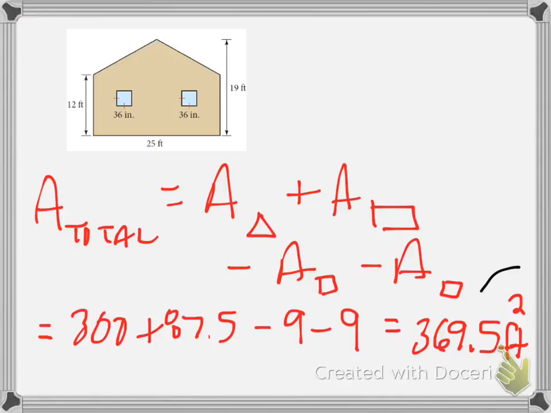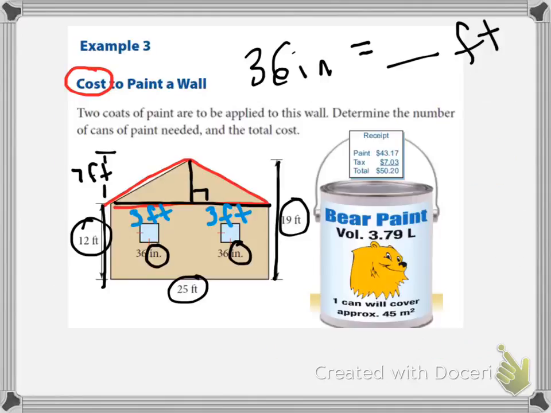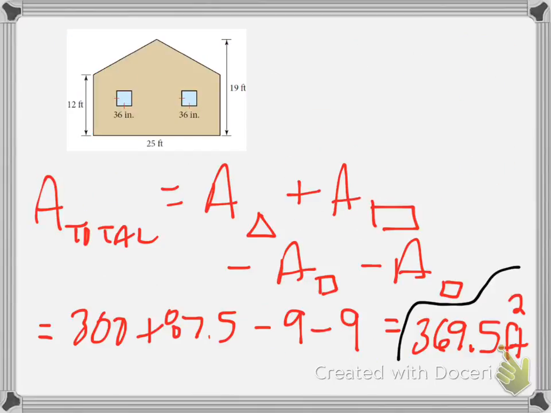So that's our area. Now, what were we told to find way back here? 2 coats of paint are to be applied to this wall. Determine the number of cans of paint needed and the total cost. So once we know how much area we have to paint, then we can figure out how many cans of paint we need, and then once you know how many cans you need, you can just multiply by the cost of a can. It looks like 1 can, including tax, is $50.20. So let's figure out the area we need, which we almost have done. It's 369.5 square feet to paint it once. So that's 1 coat.